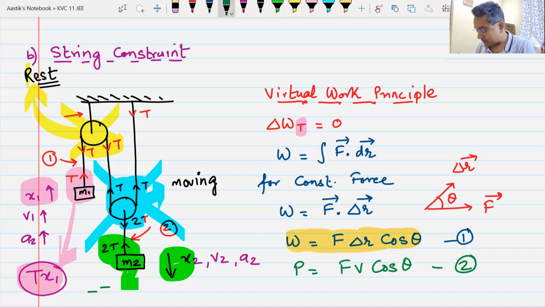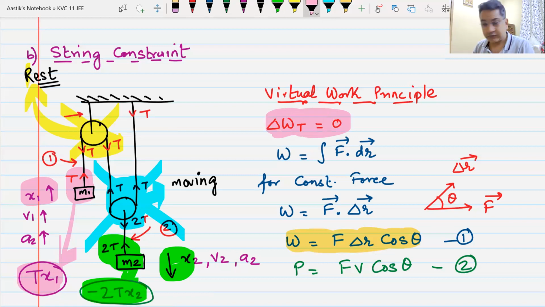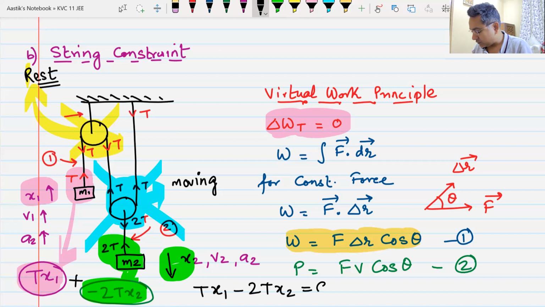So what is the work done by tension on this block? It will be minus T into, oh, sorry, not minus T, minus 2T into x2. Yes or no? Now remember, the total work done by tension is 0. I have two works done by tension, one on block 1, one on block 2. When you add them, it should be 0. That means T into x1 minus 2T into x2 should be equal to 0.